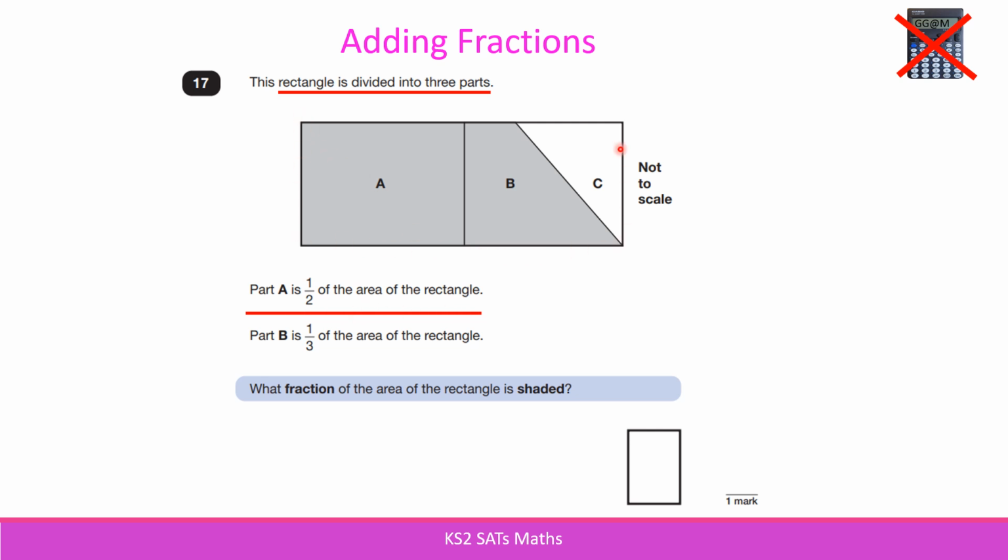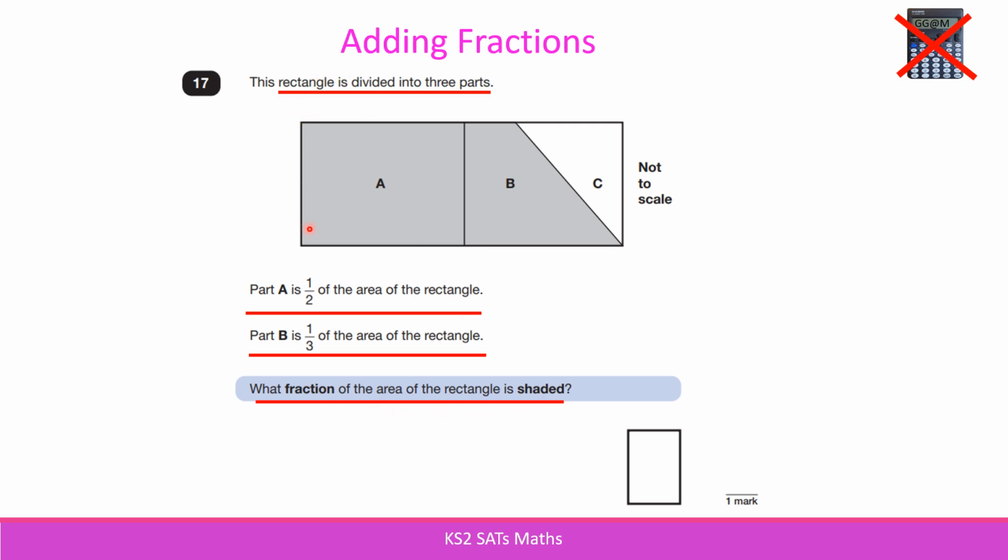Now you're told that part A is half the area of the rectangle. So if you look at the large rectangle here, A is split down the middle and this is half of the total rectangle. Part B, you're told, is 1/3 of the total area. Though it may not look like a third, so don't let the diagram put you off, it's not the traditional way of seeing a third drawn.